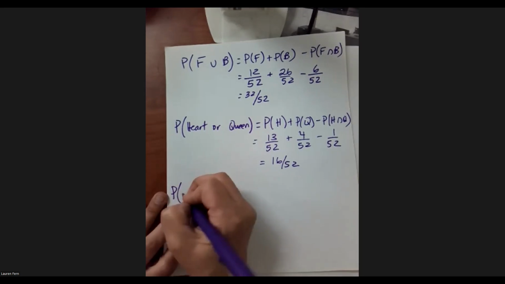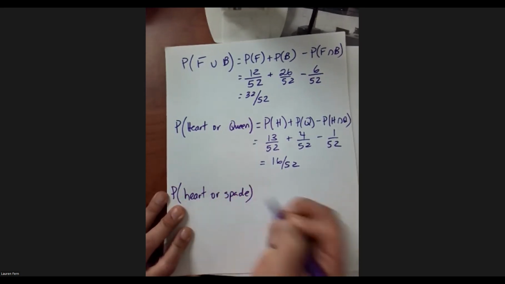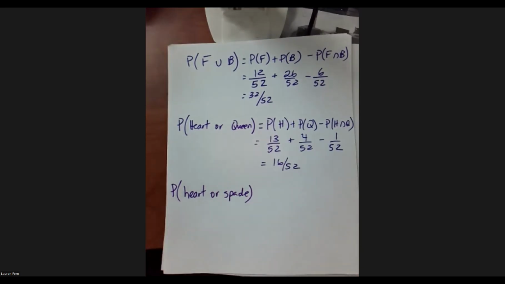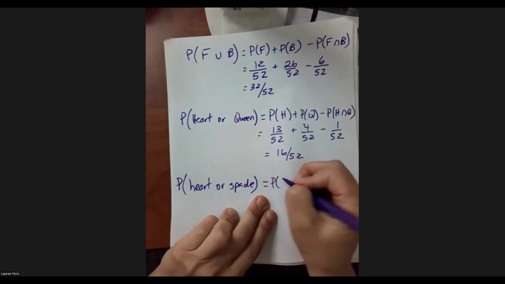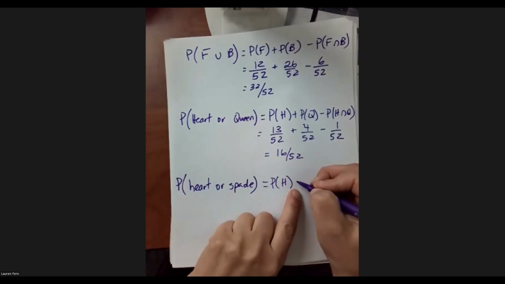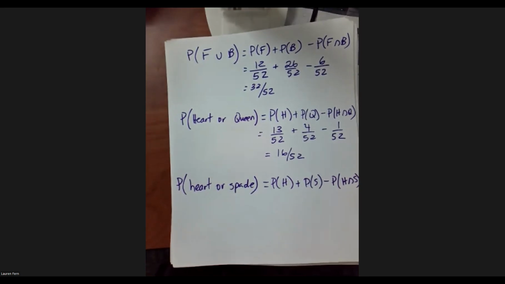What if I want us to find the probability of drawing a heart or a spade? This is the last example of the day, because next time we're going to go back to Venn diagrams. Aren't you excited for Monday already? Okay. How about a heart or a spade? Well, we could say it's the probability of drawing a heart plus the probability of drawing a spade minus the probability of the intersection of the 2.